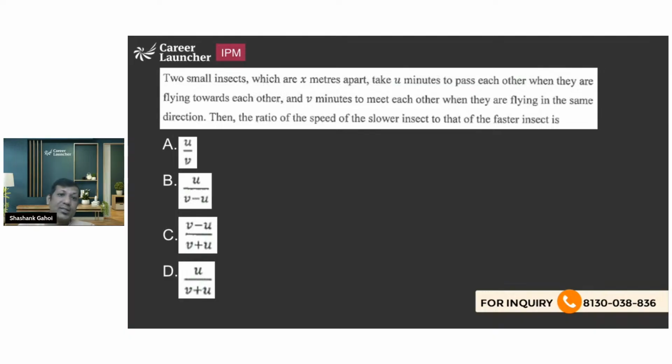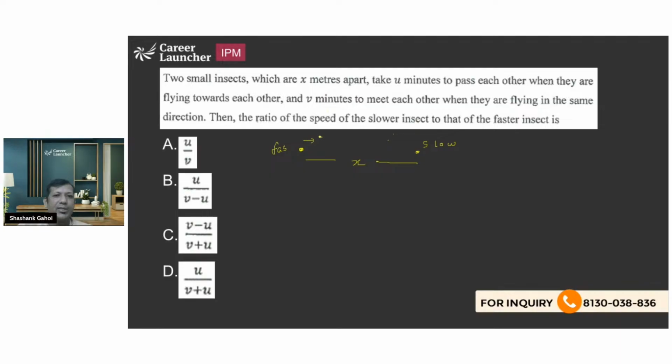2 small insects which are x meters apart take u minutes to pass each other when they are flying towards each other. ठीक है, and v minutes when they are flying away in the same direction. ठीक है, the ratio of the speed of slower insect to the faster one. ठीक है, so basically what I can say that this is one insect, this is second insect, let's say this is the faster one and this is the slower one. The distance between them is x.